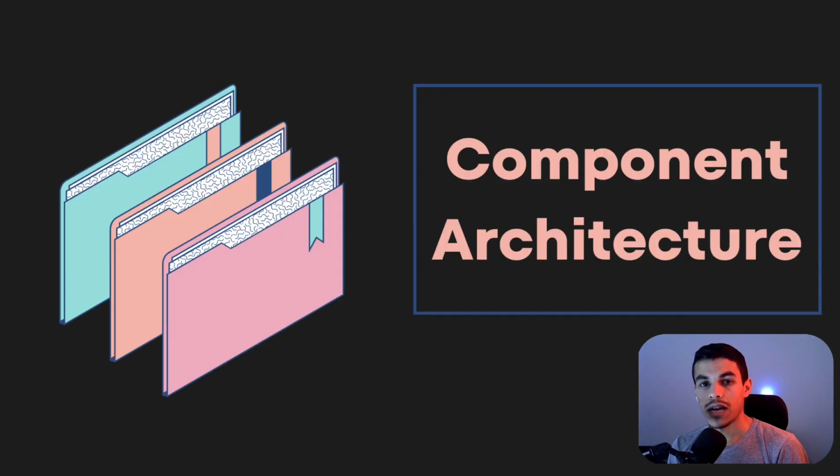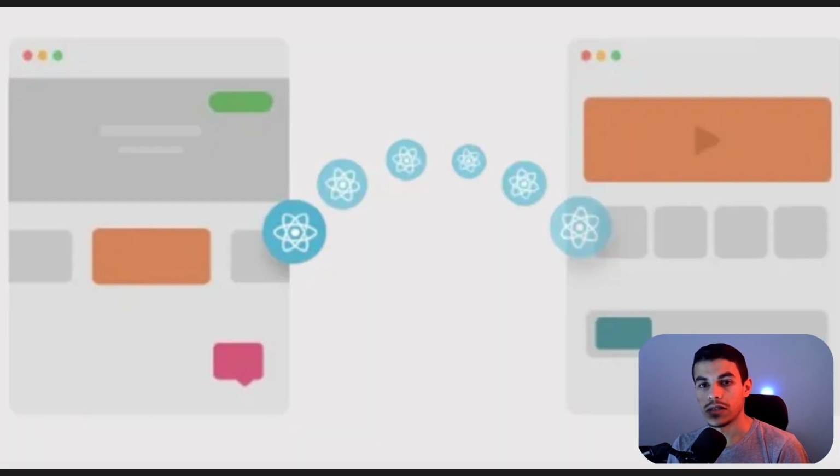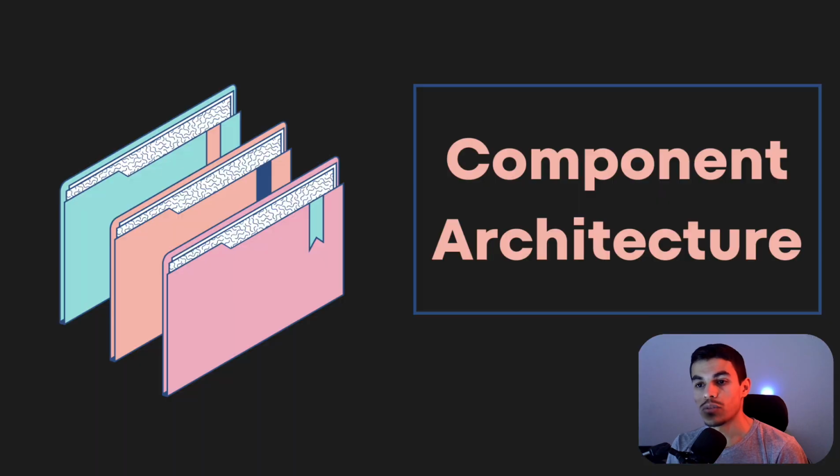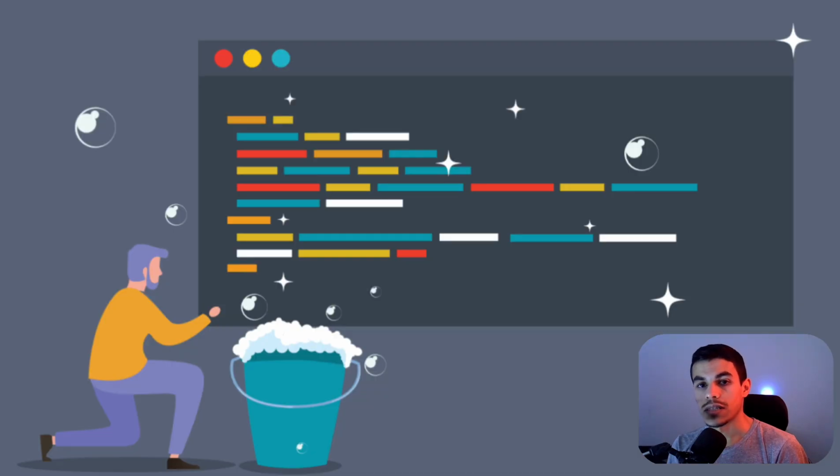Second concept, component architecture, is the practice of building your interface using small, reusable, and independent pieces instead of one large file. For example, your navbar, buttons, and product cards should each be their own components. This makes your application easier to maintain, easier to scale, and faster to develop because you can reuse components across multiple pages without rewriting code. It also makes your code base cleaner and more organized, which is essential as your application grows.